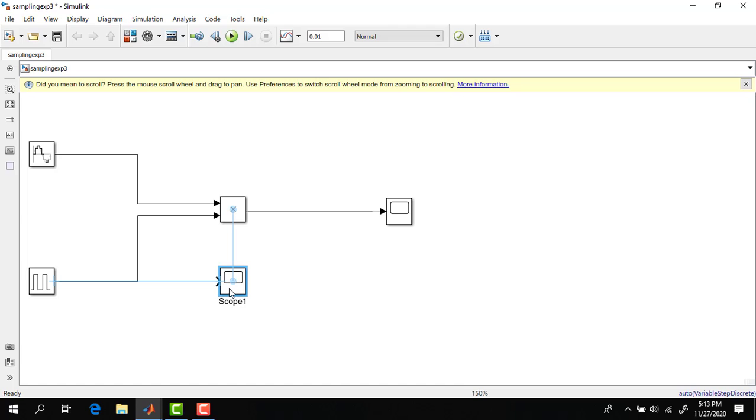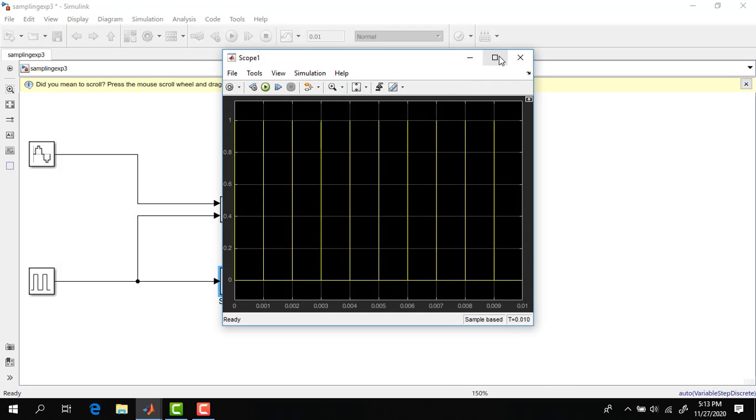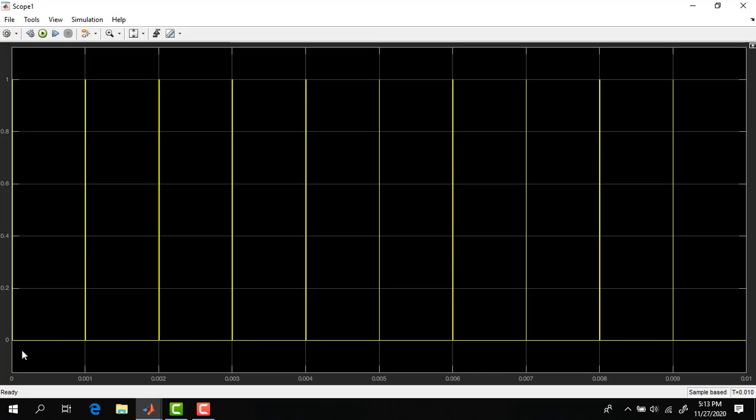I will use this scope to visualize this pulse train. So if I just visualize it now, this is our pulse train. We have one impulse every 0.001 second. We need to increase the frequency.